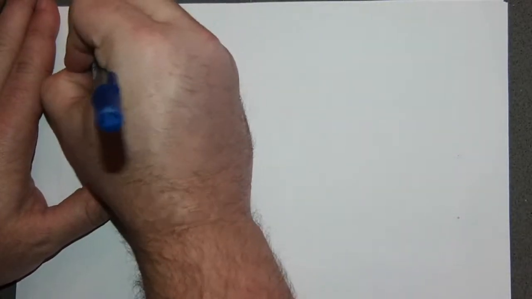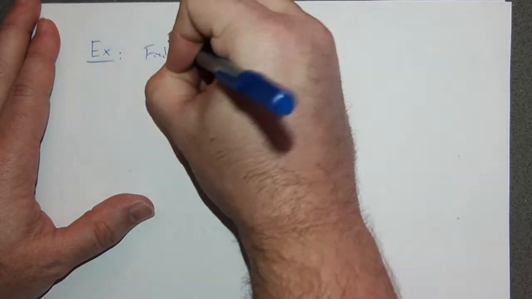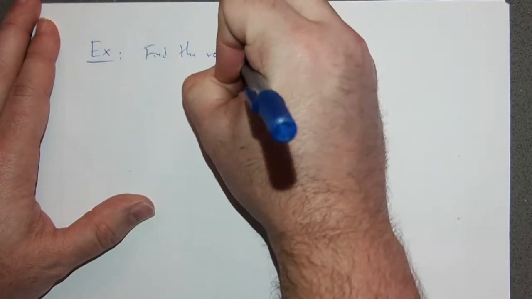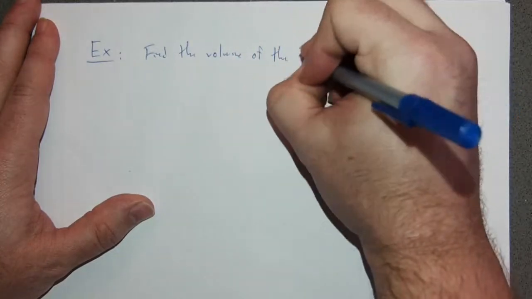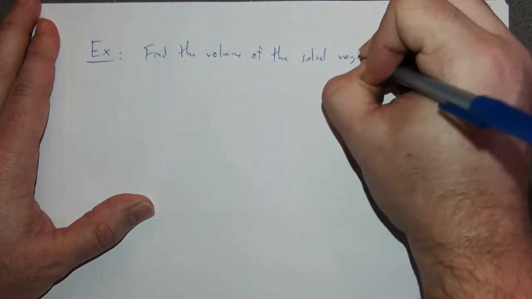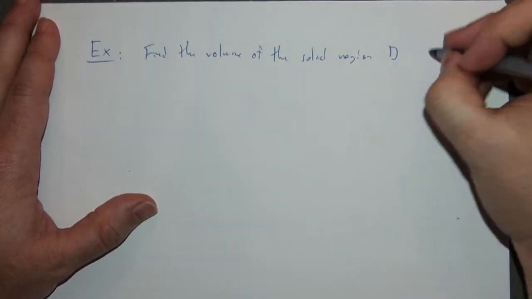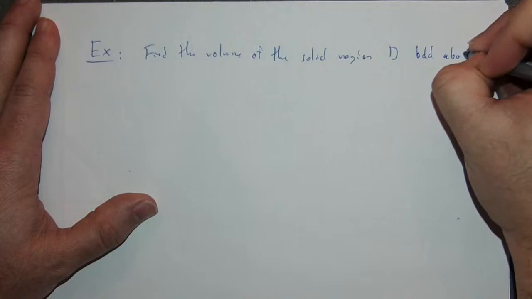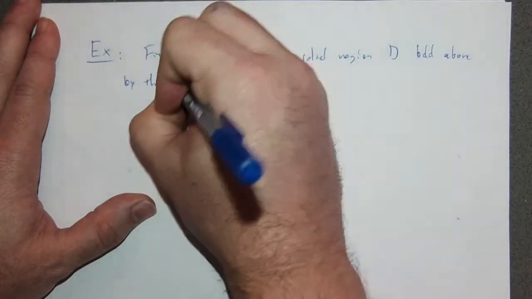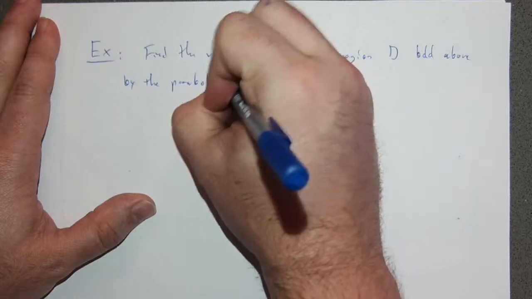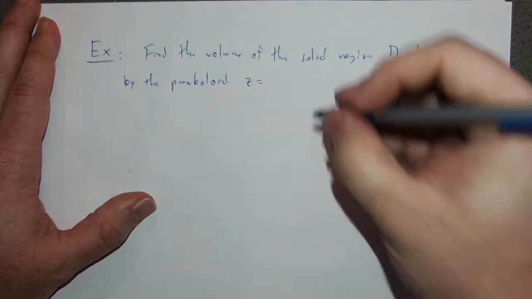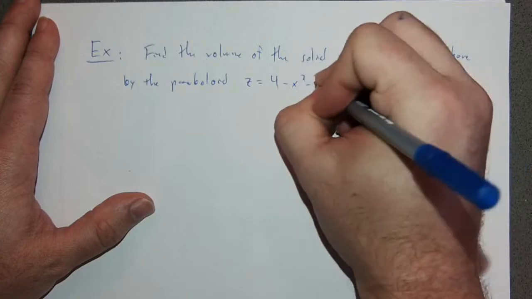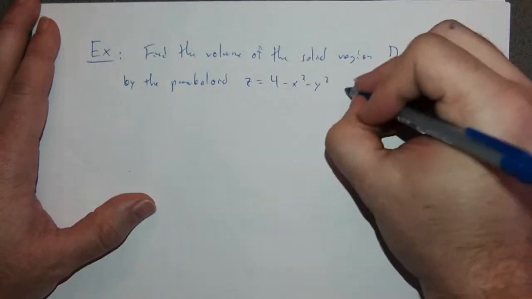So next example. This one's going to be a little bit more involved because this isn't the best way of doing it, but we won't see that until next section. So find the volume of the solid region D bounded above by the paraboloid z equals 4 minus x squared minus y squared, and below by the xy plane.